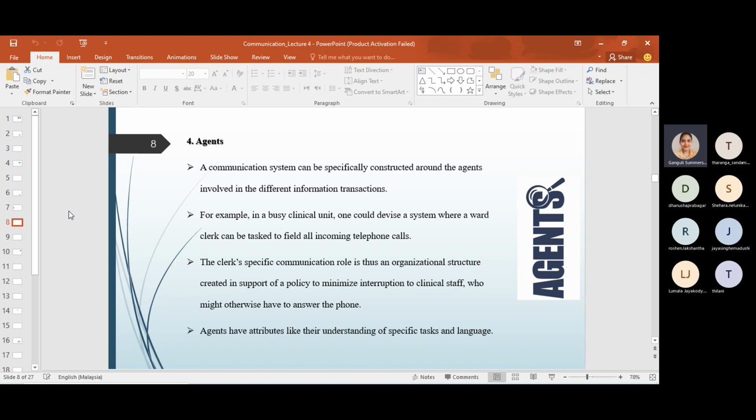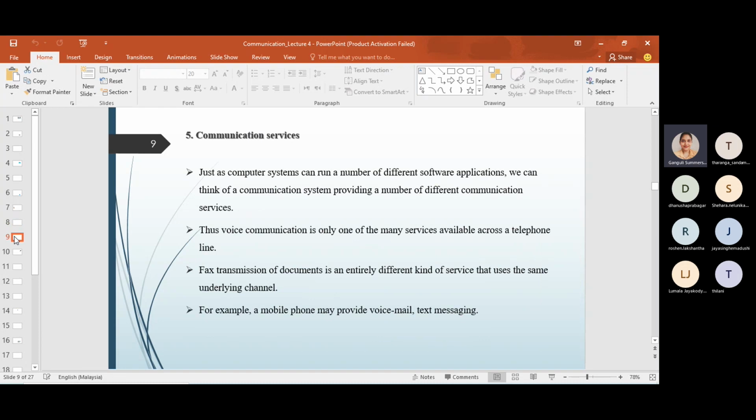Okay, so for example, imagine there is an agent who can speak Sinhala, Tamil and English. If you hire such a person, you can direct clients who speak English to this agent. You can direct clients who speak Sinhala to this agent. And you can direct clients who speak Tamil to this agent. Likewise, you can direct clients coming from different backgrounds to this agent. Okay, so agents is another element of a communication system.